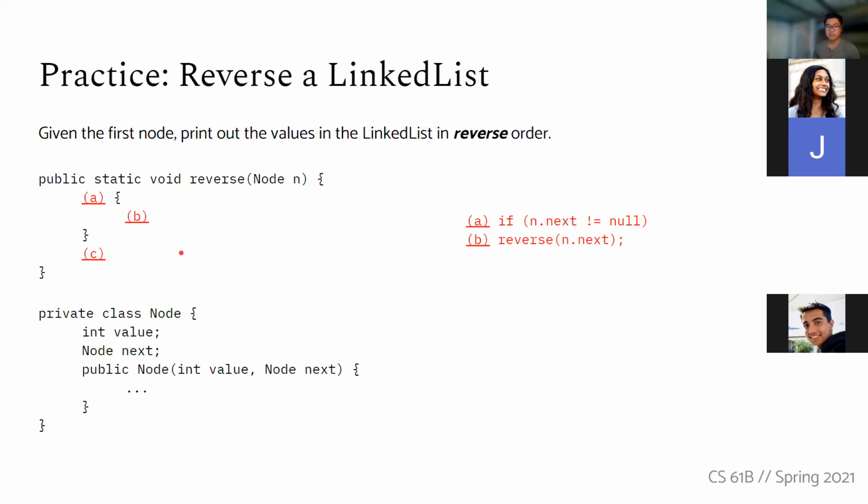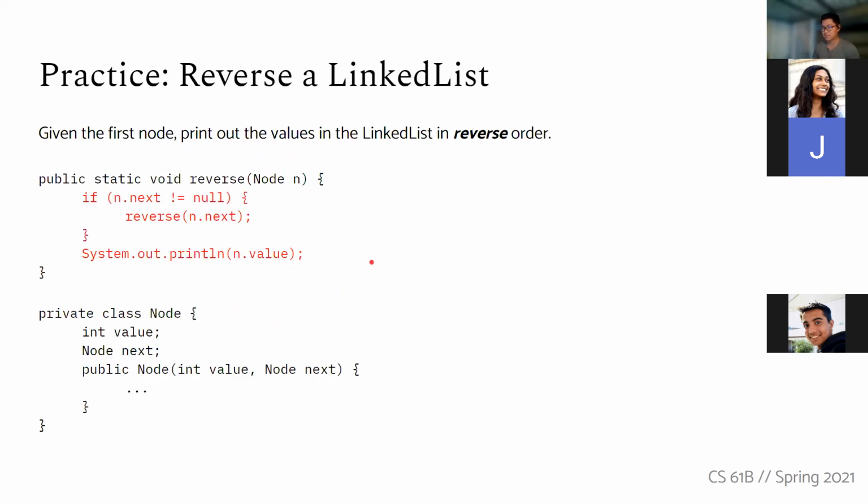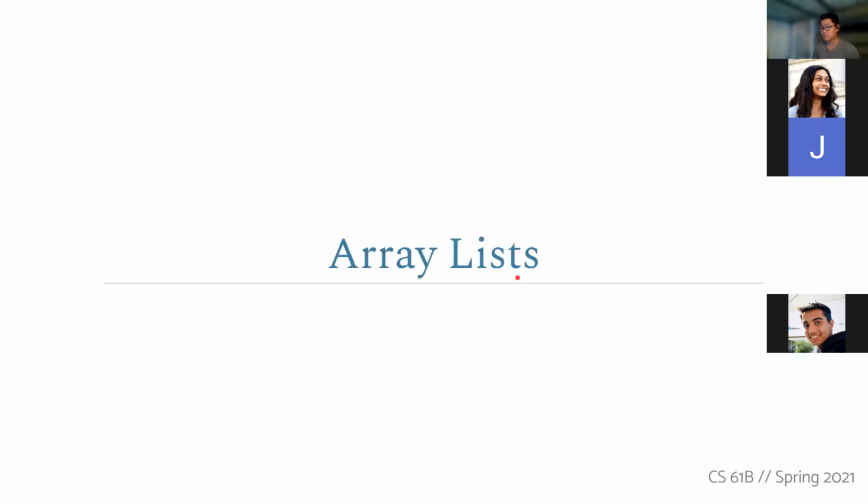And finally, what would C be? Remember, we are trying to print out the values in this linked list. System out n dot value. Congrats. All right, that is our solution, nice and simple for you guys to look at later if you choose to do so.